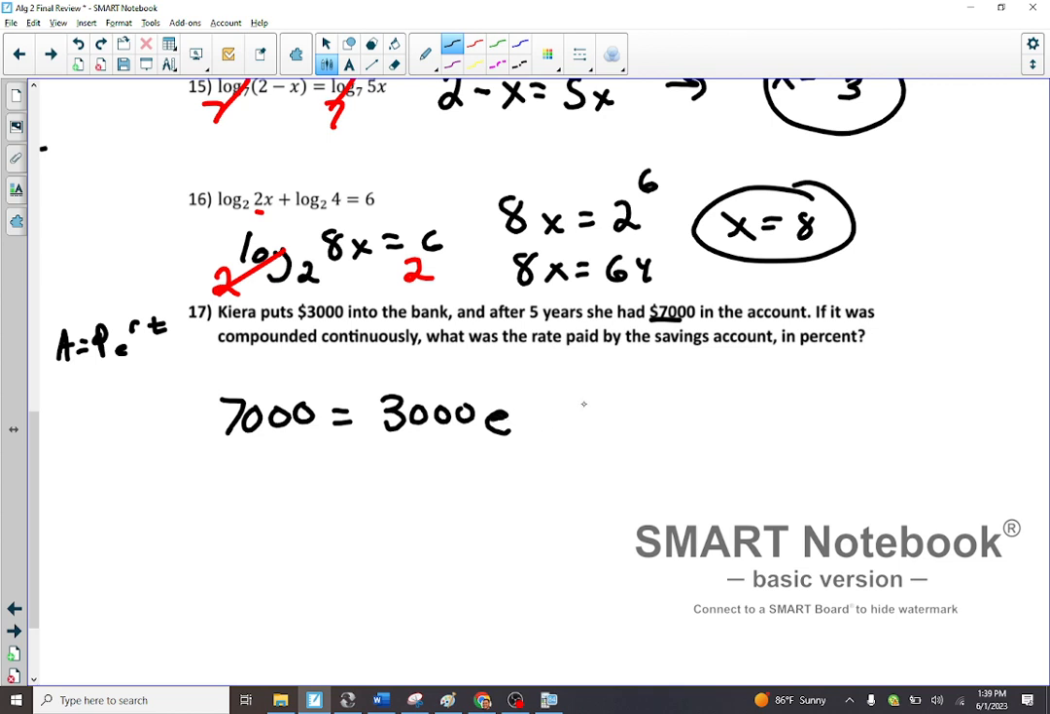It's also in the calculator. And then it's going to be our rate. Do we have the rate? No, but we know the time, which is 5 years. So RT, so R times 5. First off, I could divide by 3,000 on both sides. I'm going to get 7 over 3 equals e^(5R).